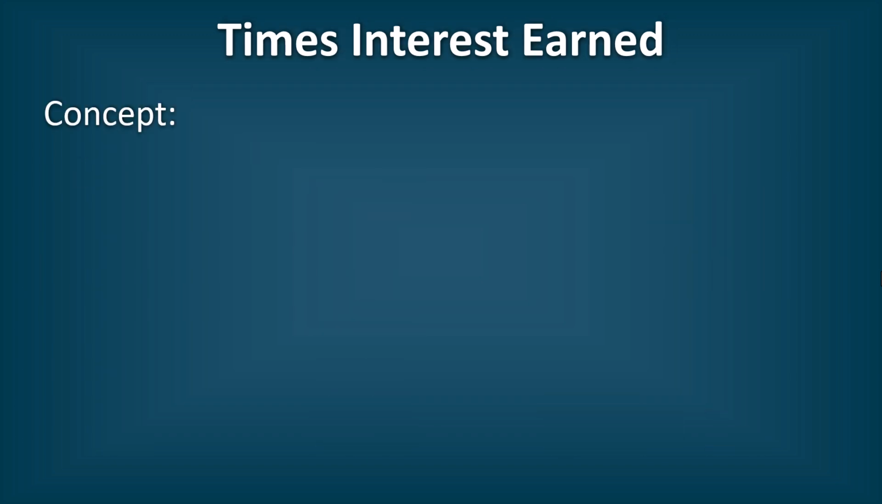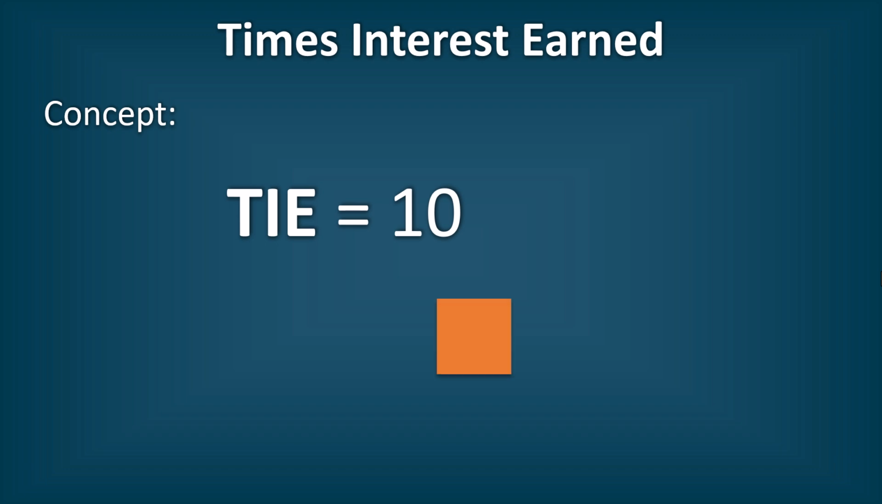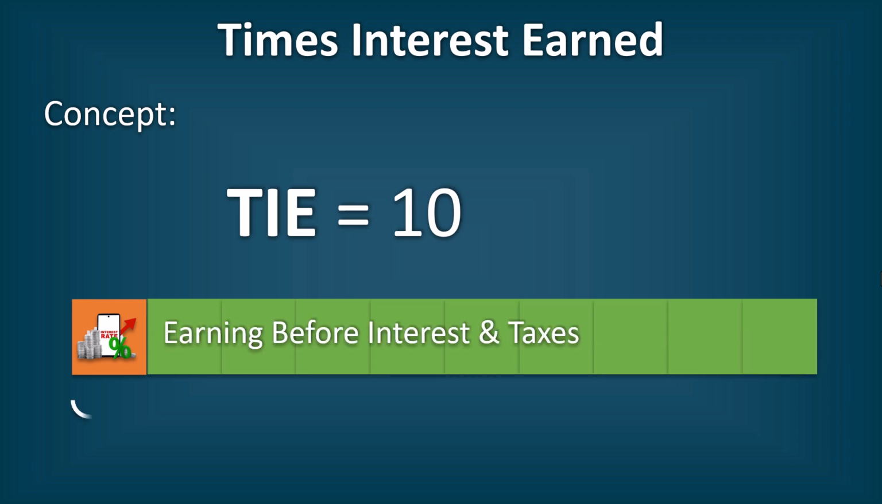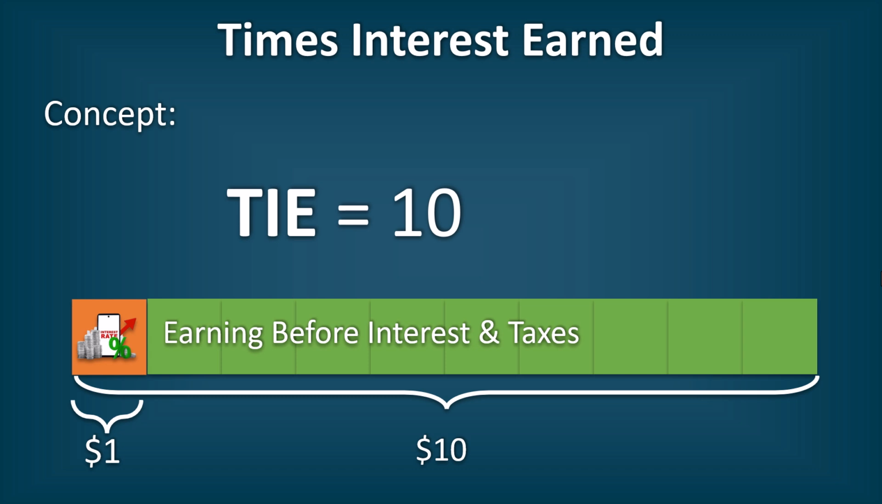Now, what does the value 10 mean for the company? It means that the company's operating profit, EBIT, is 10 times greater than its interest expense. Using the graph, you can see that for every $1 of interest expense the company needs to pay, it has $10 of profit available to cover that interest payment. This shows that the company is in a very safe position to meet its interest obligations.